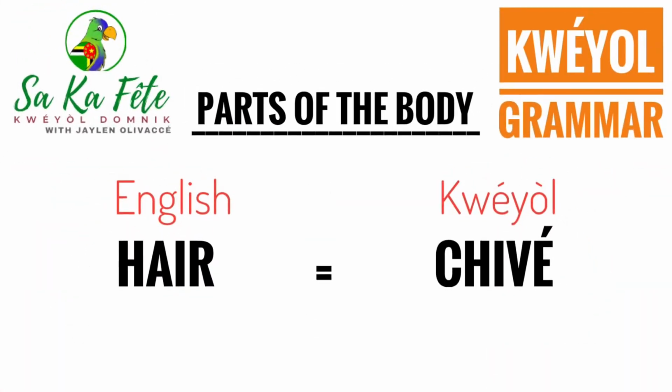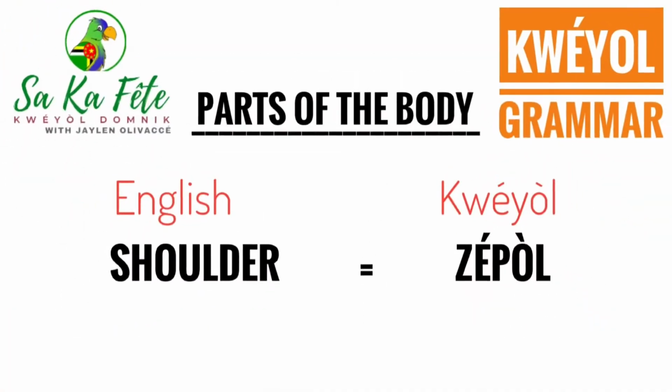Now I have a lot of hair. If you want to talk about your hair, what do you think we would call the word hair in Creole? The word for hair in Creole is cheveux. Cheveux. Can you guys say that with me? Cheveux. We're going to look at the word shoulder. What do you guys think the word shoulder in Creole would be? The word for shoulder in Creole is zépaule. Zépaule. Say that with me? Zépaule. So the word for shoulder in Creole would be zépaule.